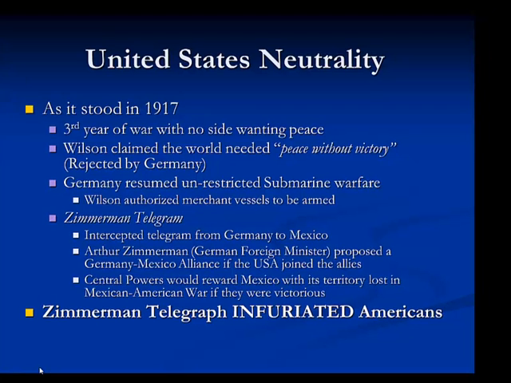Wilson still repeatedly tried to get combatants to the negotiating table for a peaceful surrender, claiming that everybody needed a peace without victory. Germany rejected this notion, however, believing that the United States had never truly been neutral and that they had sympathies for the Allies, which was a far-fetched notion. They further believed that the United States was getting ready to enter the war effort on the side of the Allies. Germany then resumed unrestricted submarine warfare, hoping to achieve victory before the United States could make a difference in the war effort.